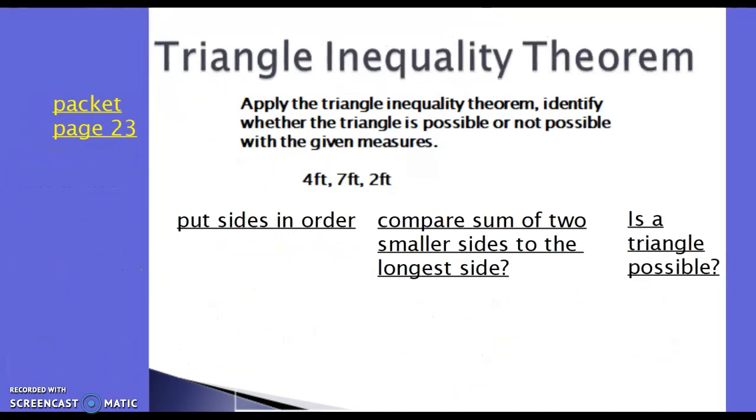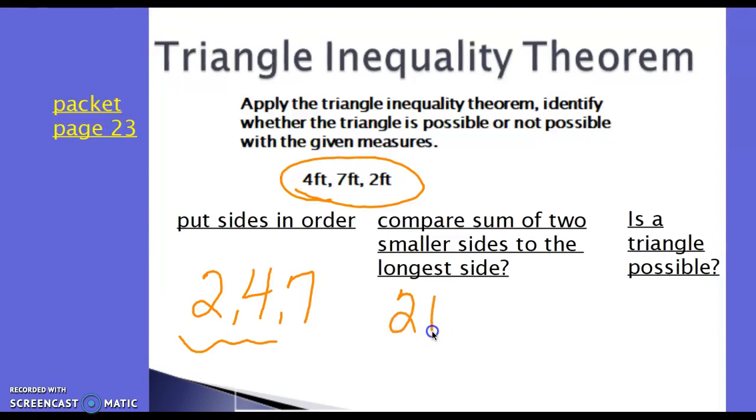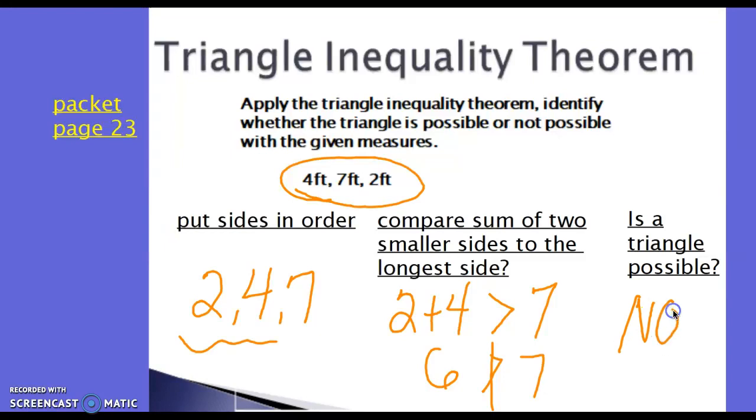Okay. Let's do the next one. Again, put the sides in order: 4, 7, and 2. So if we put them in order, we have 2, 4, and 7. Let's compare the sum of the two smaller ones. So sum means add. We should add up the two smaller ones. How does it compare to the last one? It has to be greater for us to make a triangle. Is this true? No. 2 plus 4 is 6. 6 is not greater than 7. So the answer is, if you have these side lengths right here, 2, 4, and 7, it is not possible to even connect those side lengths to make a triangle.